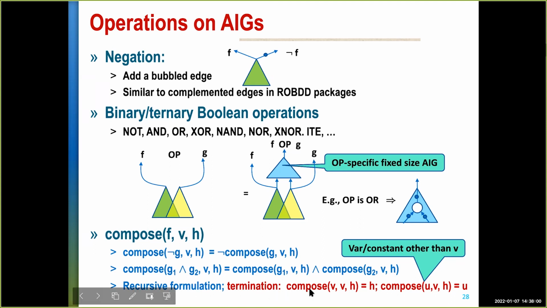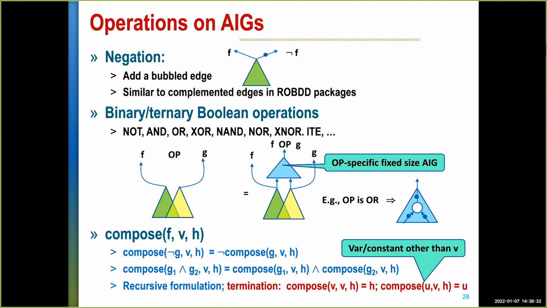And when do I terminate? Termination is when I finally reach a leaf, where I have the variables. If I'm trying to compose at the variable v the function h, for the function v, which depends on the variable v, this just means you have h. Similarly, if you have reached a variable u and you're saying compose at v the function h, there is no dependence of u on v, because this is just a leaf variable. So you just get u itself. Okay.